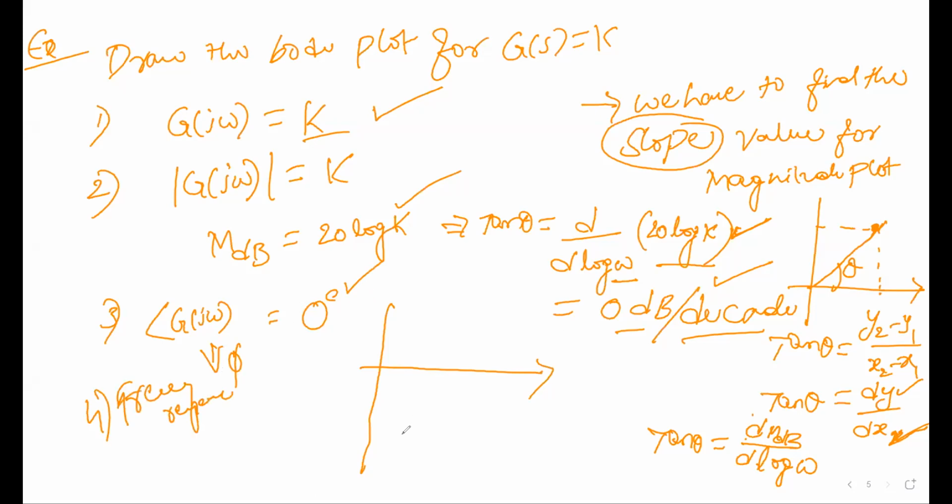We have two x-axes here. Both are the same, but the y-axes are different. This is the magnitude in dBs, M dB. This is the phase angle. M dB is nothing but magnitude of G j omega in dBs.